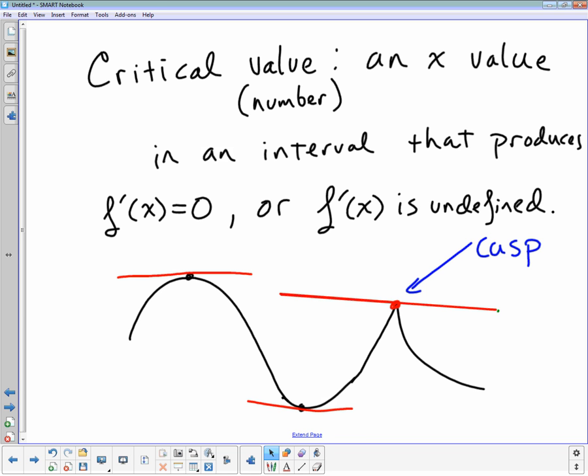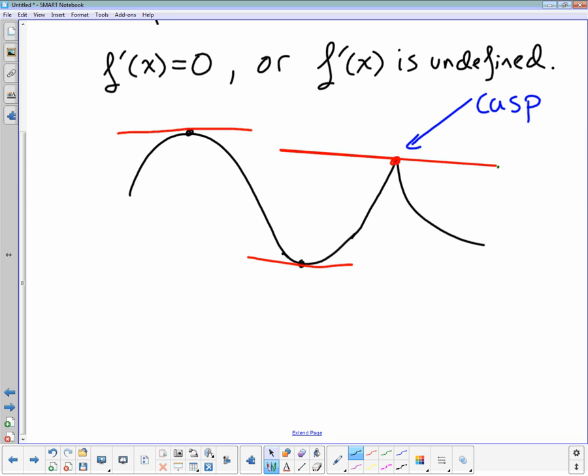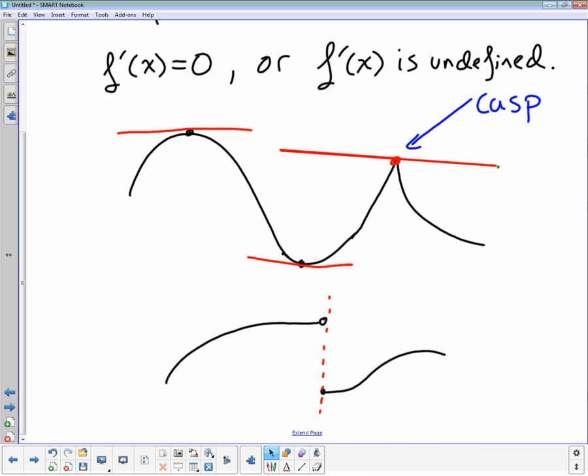Other places where we can't take a derivative are where there's a hole or a gap, okay? So if we have something that goes like this, at those points, right there, I jump. So what is the derivative there? An even more pronounced example would be like this.